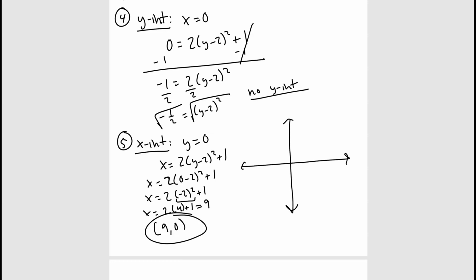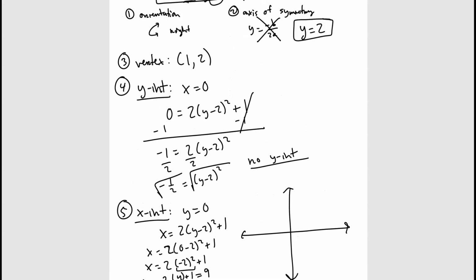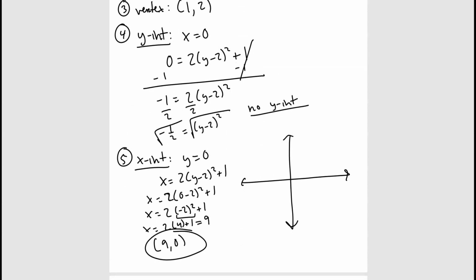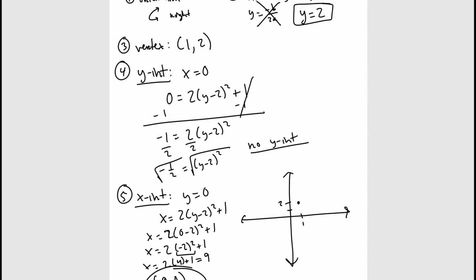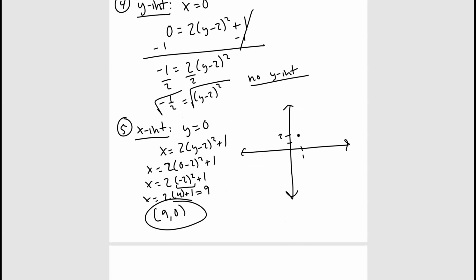And all we got to do now is just graph this thing. Vertex is at 1, 2. So here's 1 and then 2. That's going to be my vertex. I don't have any y-intercepts, but I do have some x-intercepts. I have it at 9, 0. So 1, 2, 3, 4, 5, 6, 7, 8, 9. Okay, this is one of my intercepts.